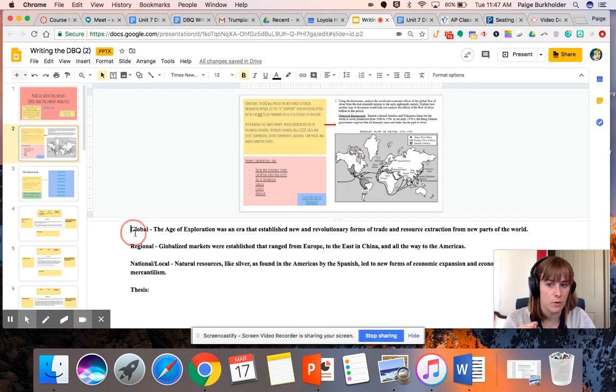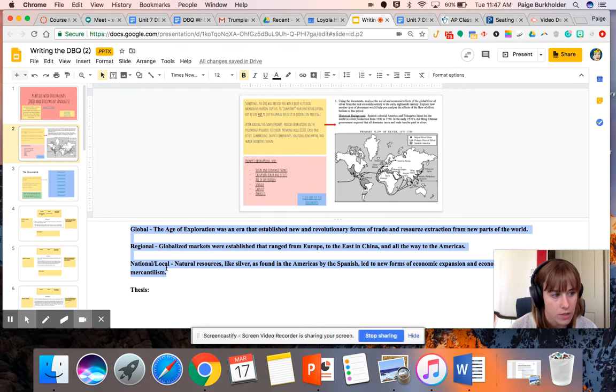Does anyone have any questions about context or how to contextualize? Okay, if a question does arise, I will be going over this a little bit more when I get to the templates. And so if something arises, just let me know.